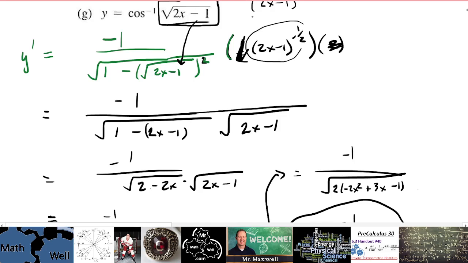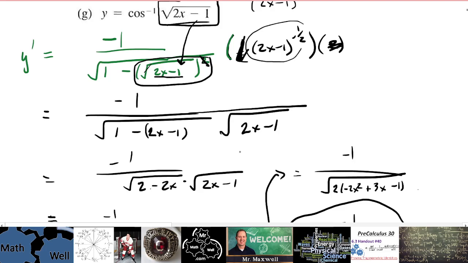Now over here, if you were to square this root, the square and the root cancel off, so you just get 1 minus (2x minus 1). So you're left with this, which turns into 1 plus 1 is 2 minus 2x. So root (2 minus 2x) times root (2x minus 1).